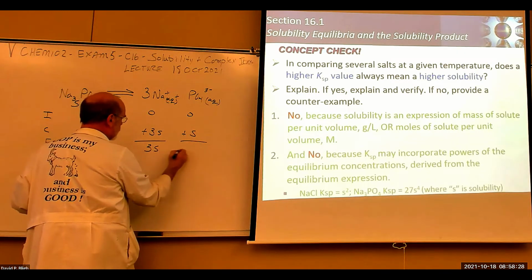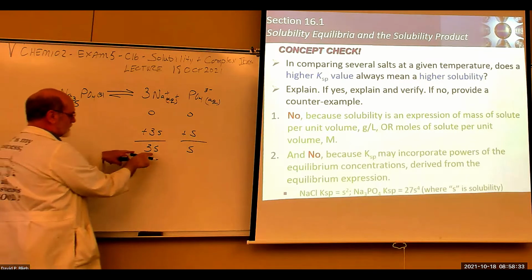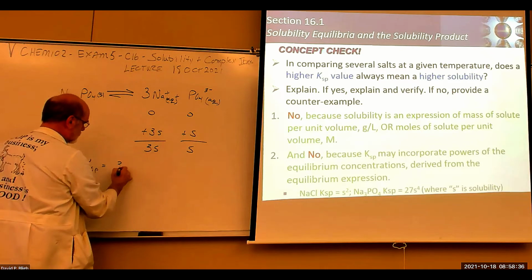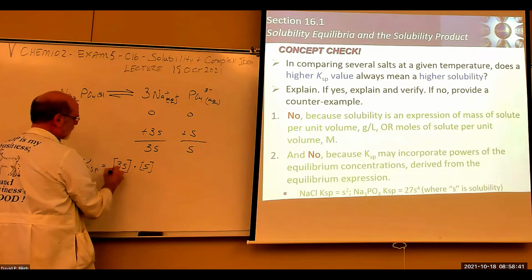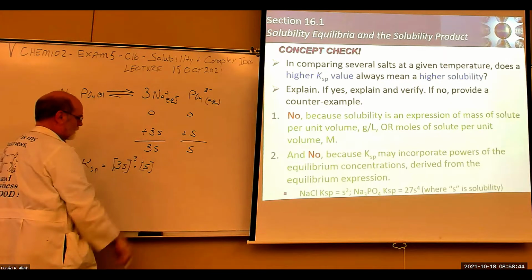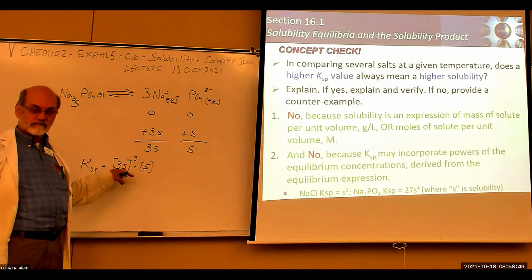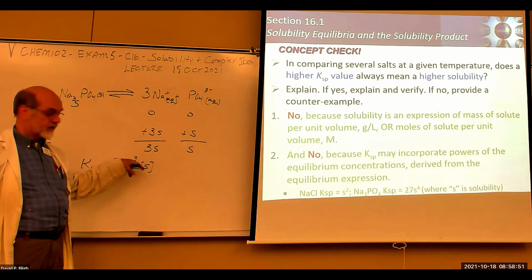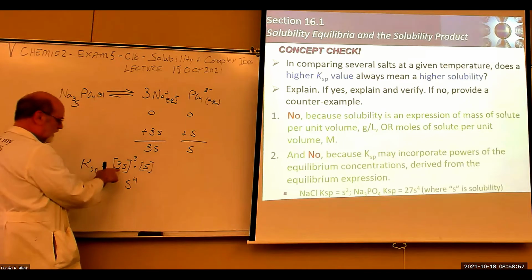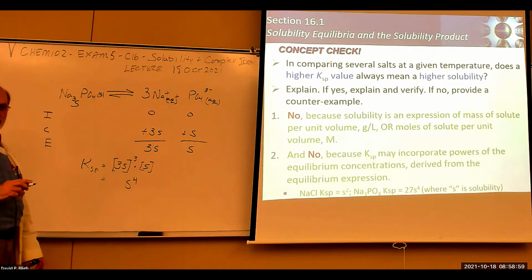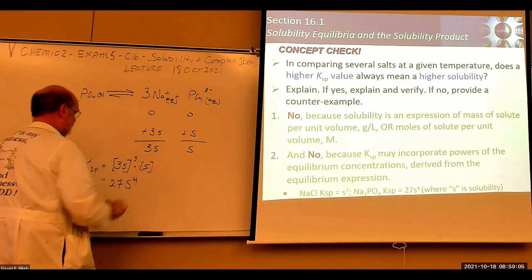So that means we have 3S and S, and our KSP expression is this times that. Actually, it's like this, and then this one is to the power of 3. So what does that give us? Well, the S's, you add your exponents. 3 plus 1 is 4, so it'd be S to the 4th power. And then this 3 to the 3rd power, which is 3 times 3 is 9, 3 times 9, 27.